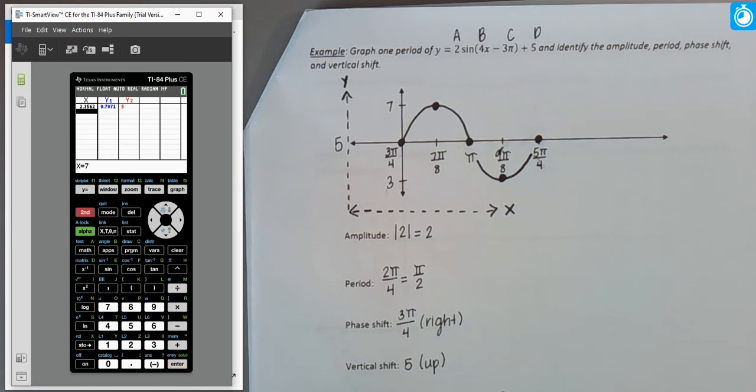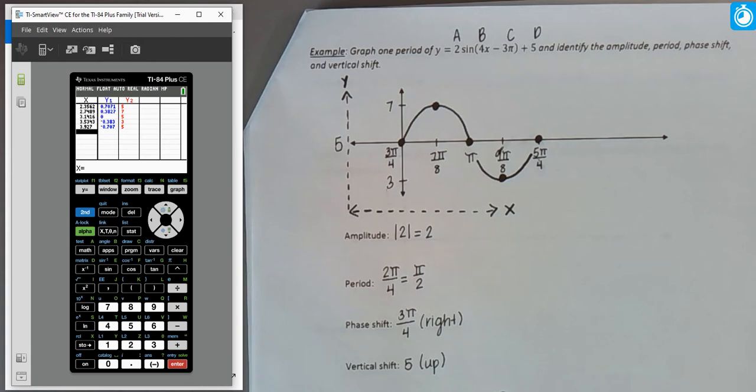7 pi over 8 was our next key x value, and supposedly we've made it up to 7. Sure enough, that checks out. The next key x value was just pi itself. We make it back to 5. The next one was 9 pi over 8. We make it down to 3, which is again what we expect. And then we should come full circle at 5 pi over 4, and certainly we do. So that's going to help you check your values.